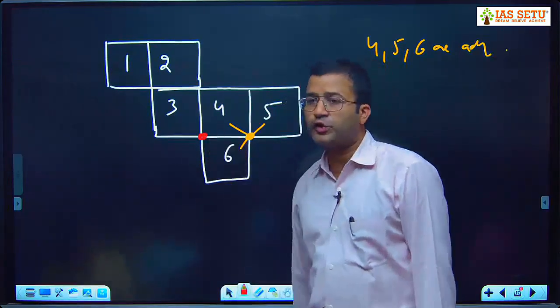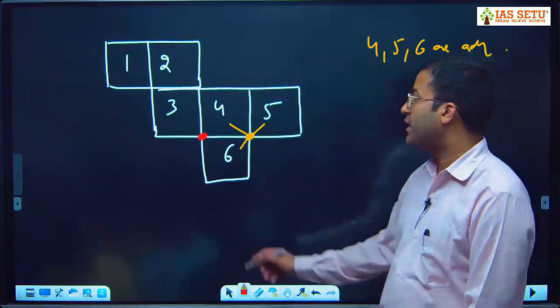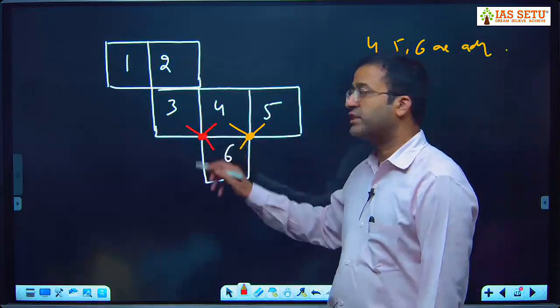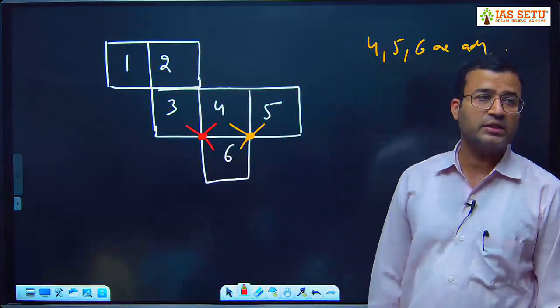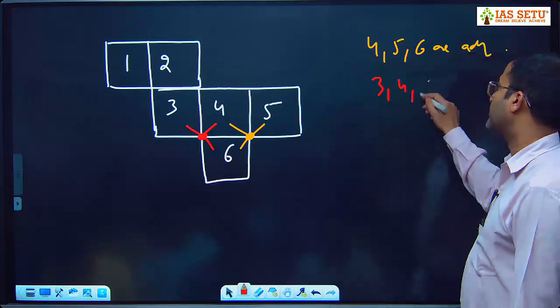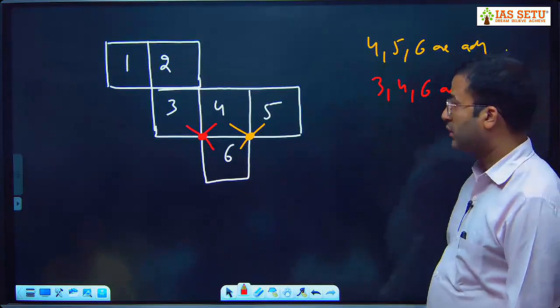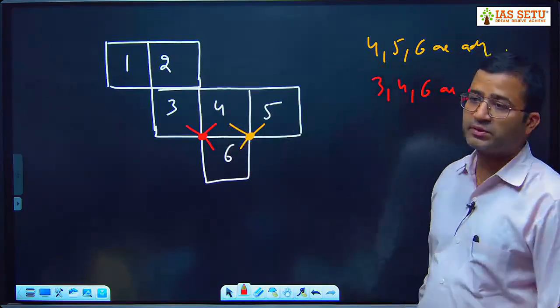If I focus on this vertex, can I say faces number 3, 4, 6 are connected by this vertex? They have this common vertex. Can I say 3, 4, 6 are adjacent to each other? So here, 3, 4, 6 will be adjacent to each other.